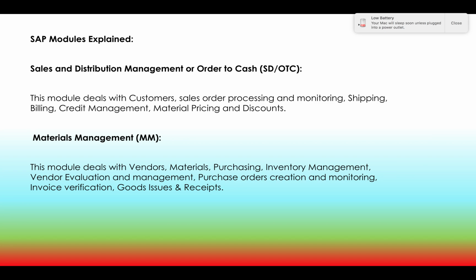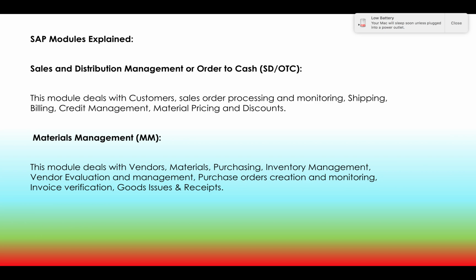Here the components are sales order processing and monitoring, shipping, billing, credit management, material pricing, and discounts. So these components come under sales and distribution. And material management mainly procures materials from other suppliers. Here, not only materials, services can also be procured.